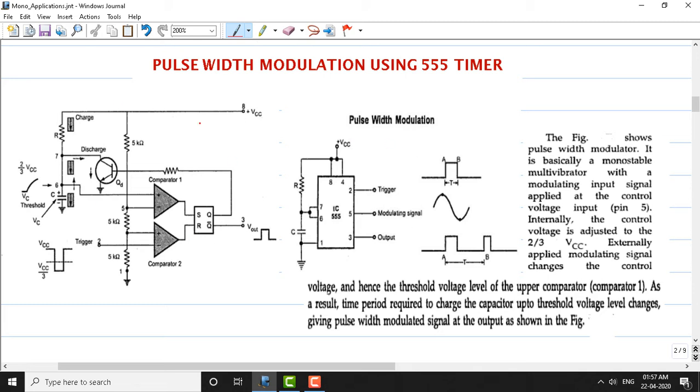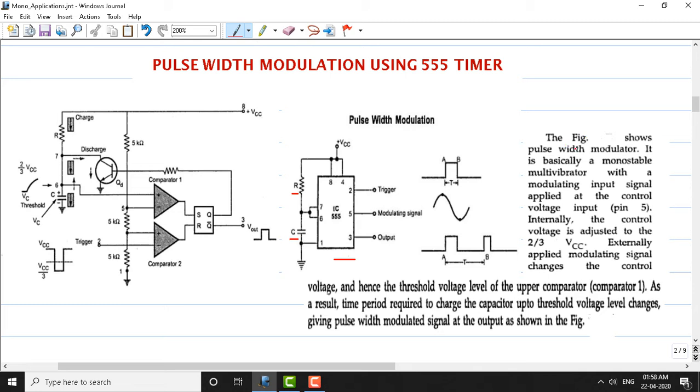Again, the same circuit, if you see it in the schematic version shown here. Now we should apply the modulating signal here. This is basically a sinusoidal signal. The modulating signal is applied to pin number 5 and the trigger pulse is applied to pin number 2, and the output is observed across pin number 3. The rest of the circuit remains the same. There is a resistance here, there is a capacitance here, and they remain the same.